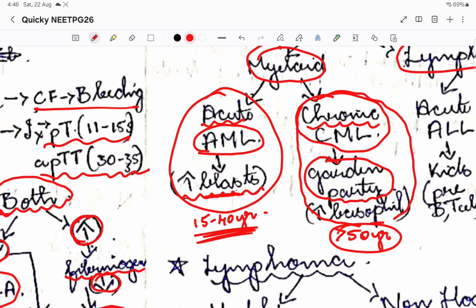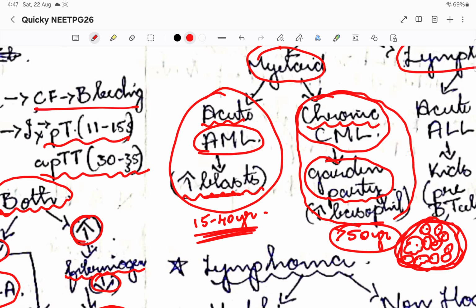Remember, when I take a histological slide of chronic myeloid leukemia, all the cells will be there. The basophils, neutrophils, all the cells will be there, apart from the blast cells. So it looks like a garden party, with everyone dressed in different clothes. That is why the name, garden party appearance. This is a famous thing that they would call a garden party. So if the garden party appearance is given, then you suspect chronic myeloid leukemia.